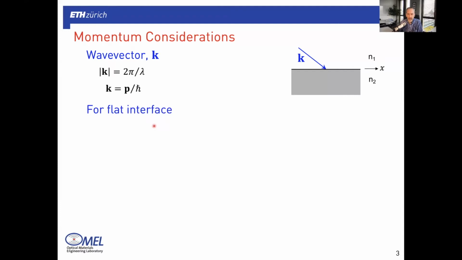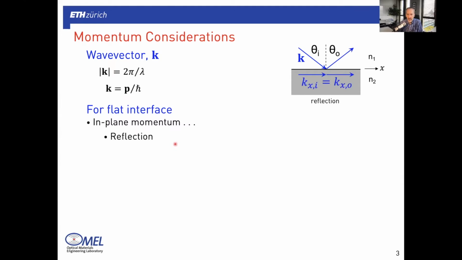Now, if this light beam impinges on a flat interface, we can think about the in-plane momentum of the process. And of course, in reflection, we know that the angle of incidence equals the angle of the output. And this is just because the in-plane momentum, kx, is conserved, where x is now the direction along the interface in this cartoon.